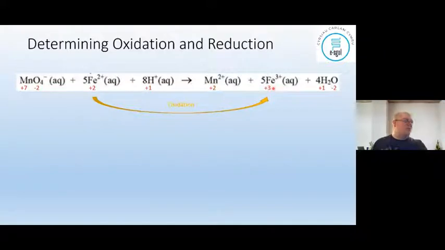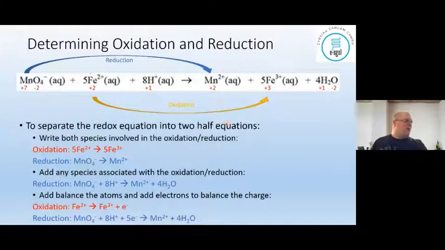So if you're thinking, well, which one is reduced? Well, we're looking for ones that have changed. We've gone from manganese +7 to manganese +2. So that one is reduction because the oxidation state has gone down. Okay, now I've used this example to show how to separate redox equations into 2 half equations.